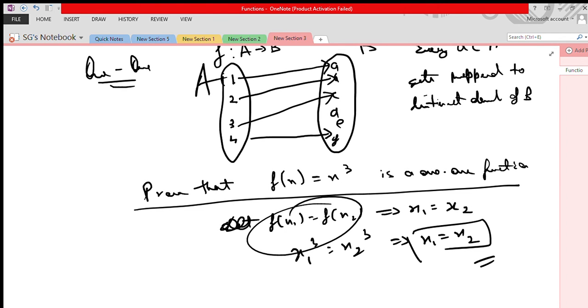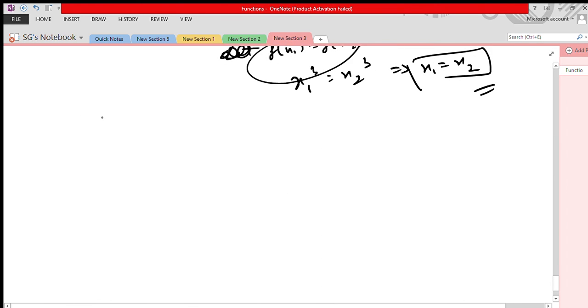Am I clear with this statement? In this way, you prove functions to be 1-1. What is an onto function? What is onto?